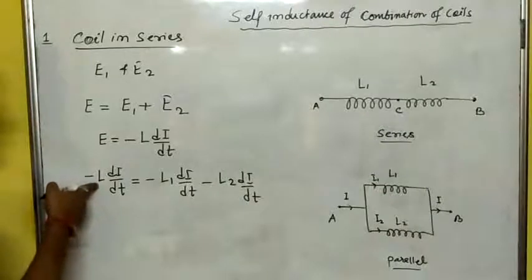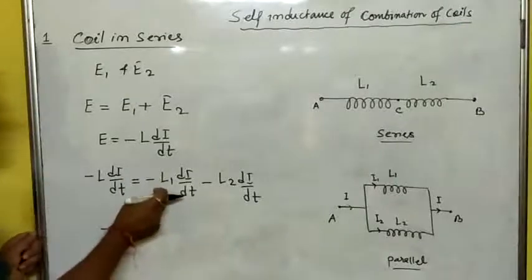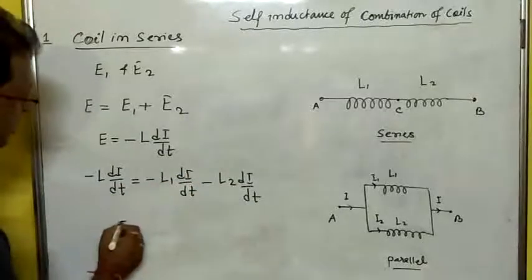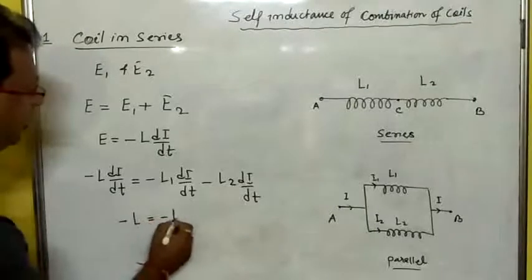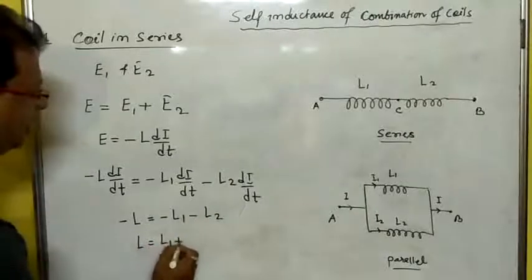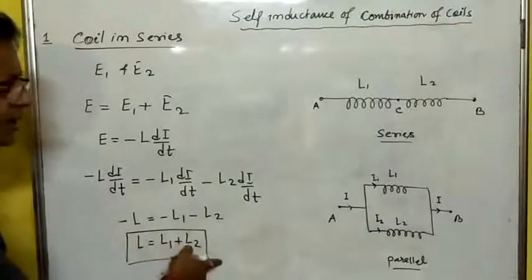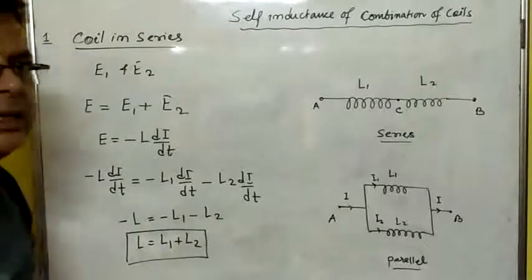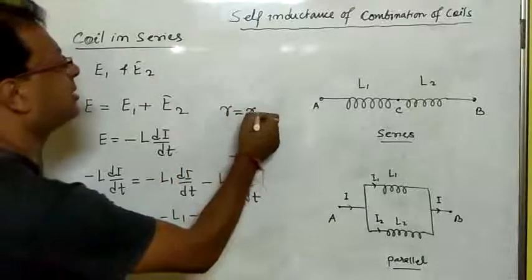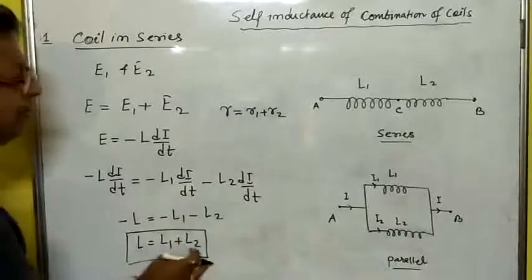What is L? L is the total net inductance of the two coils. L1 is the inductance of the first coil, L2 is the inductance of the second coil. So we can write from here that minus L is equal to minus L1 minus L2, or L is equal to L1 plus L2. So the net inductance of two coils is L1 plus L2. This is just like resistance in series. Remember, for resistance in series, the effective resistance is R1 plus R2. So just like that, inductance L equals L1 plus L2.